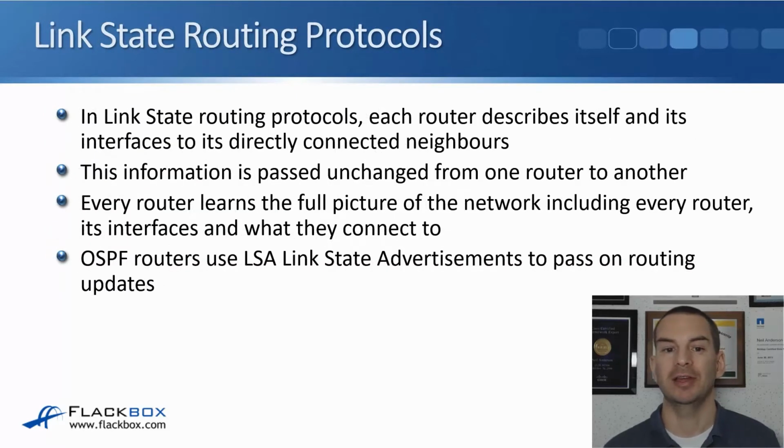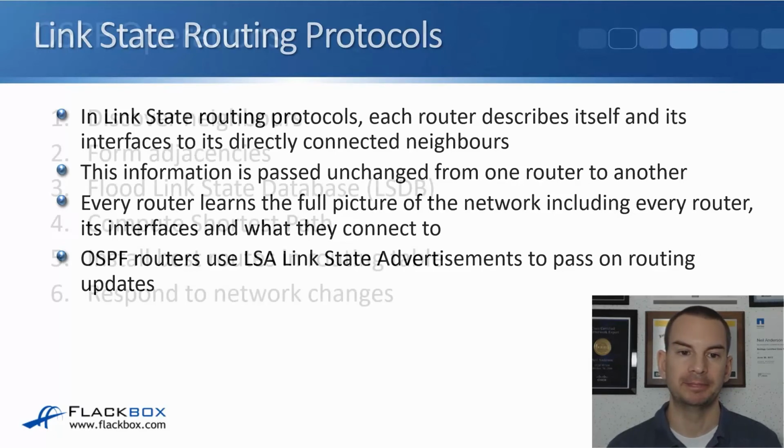So OSPF, it's a link state routing protocol. With our link state routing protocols, each router describes itself and its interfaces to its directly connected neighbors. This information is then passed unchanged from one router to another. So that's the difference between link state routing protocols and our distance vector routing protocols. Every router learns the full picture of the network, including every router, its interfaces, and what they connect to. OSPF routers use LSAs, link state advertisements, to pass on the routing updates.